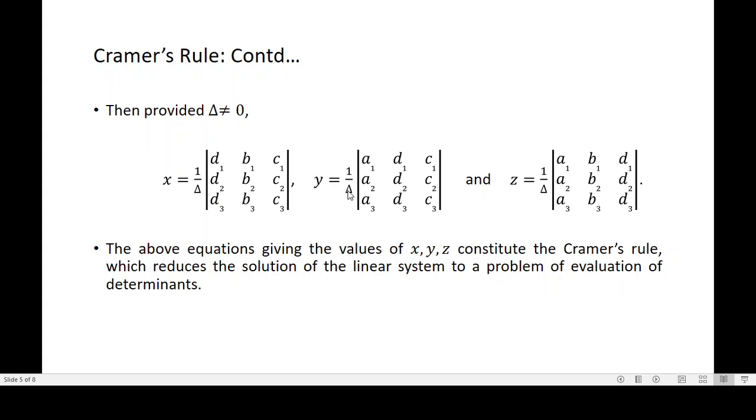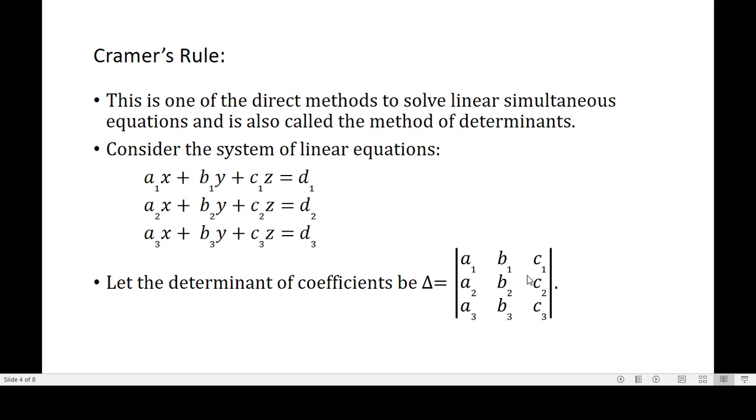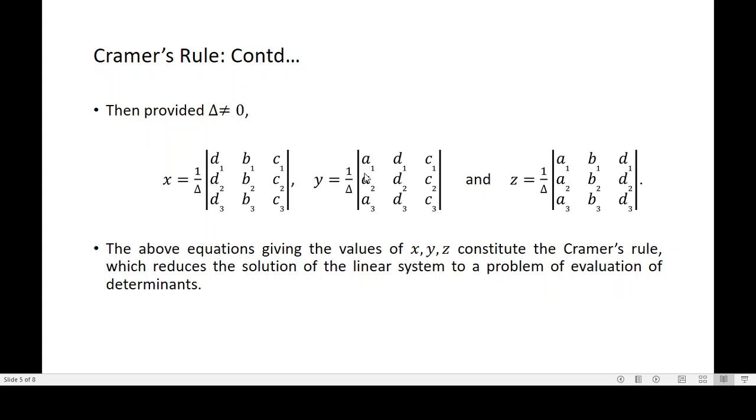Now let us find y. Y is equal to 1 by delta into the determinant of a1, a2, a3, d1, d2, d3, c1, c2, c3. Observe that the second column elements in delta are replaced by d1, d2, d3 respectively. The first column and the last column elements are unchanged. So evaluate the determinant and then divide it by delta, which gives the value of y.